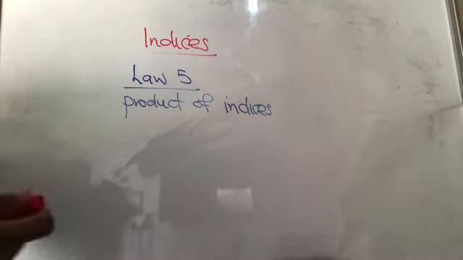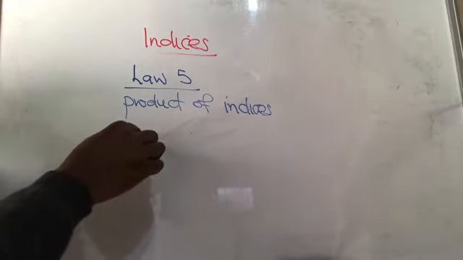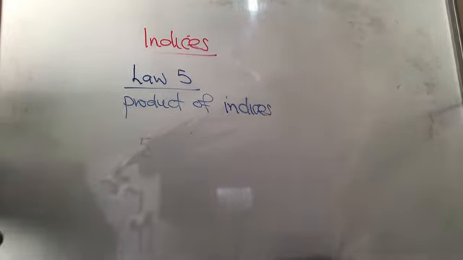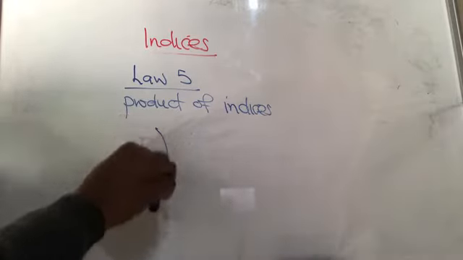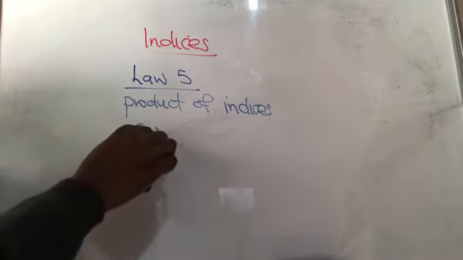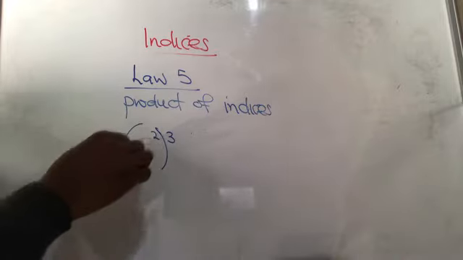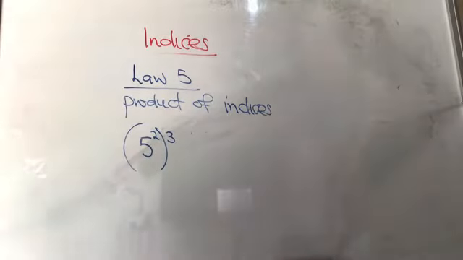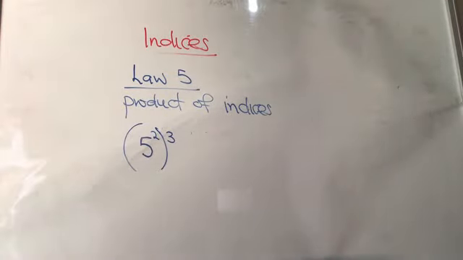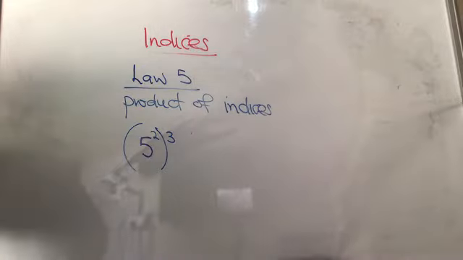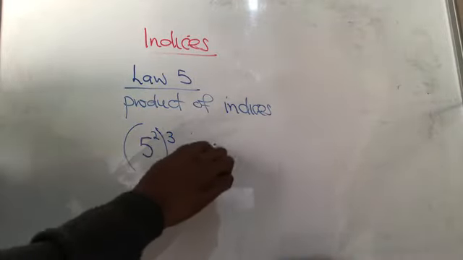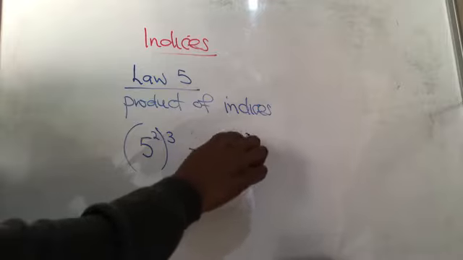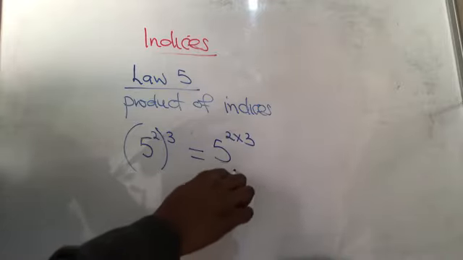An example of this is when you have a number like 5 raised to the power of 2, in a bracket, multiplied by 3. So we can apply the product of indices. How? Because we look at the powers now and we simply say 2 by 3, and the answer is 5 to the power of 6.